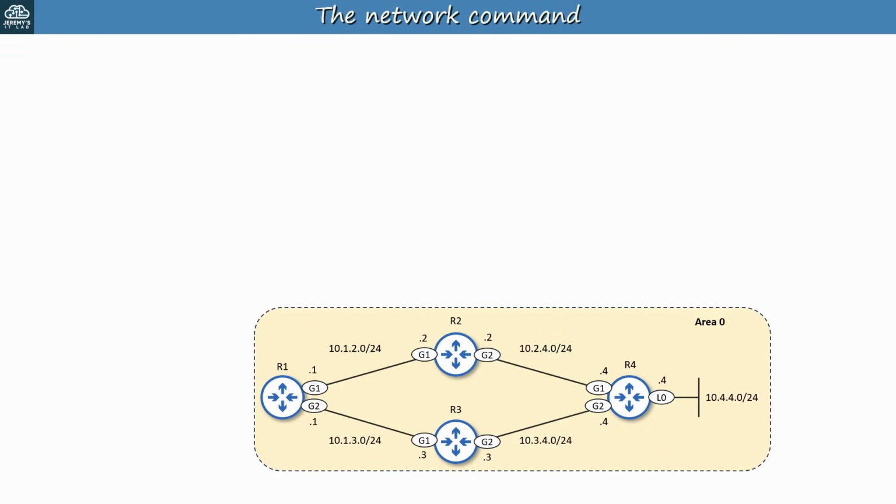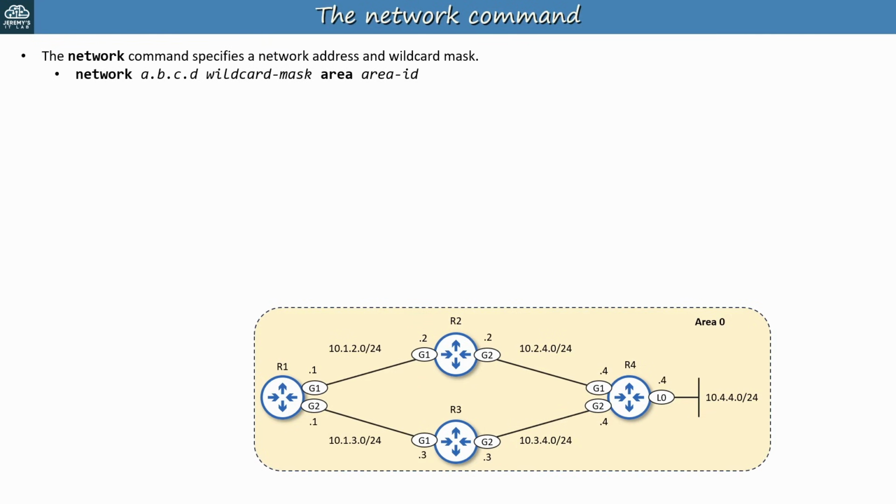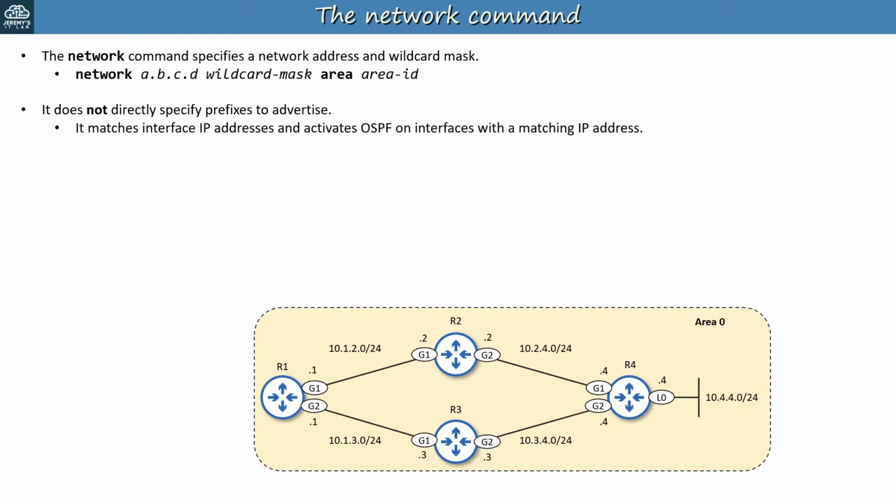Now let's review the network command and look at a few details you probably didn't learn in your CCNA studies. The network command specifies a network address and a wildcard mask. Here's the command syntax again. I won't review how wildcard masks work again here, since you already learned that in the CCNA. Just remember that the network command doesn't directly specify prefixes to advertise. Instead, it matches interface IP addresses and activates OSPF on interfaces with a matching IP address.